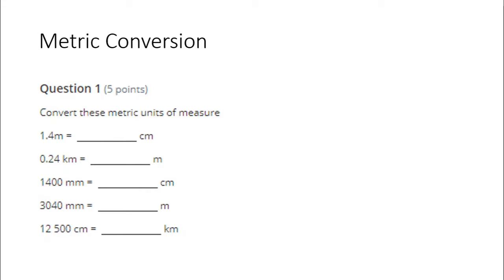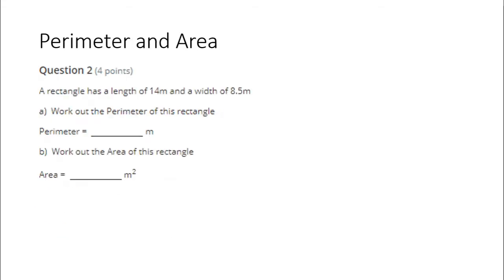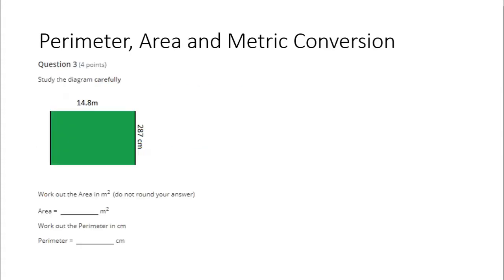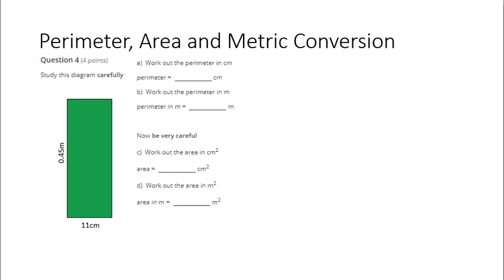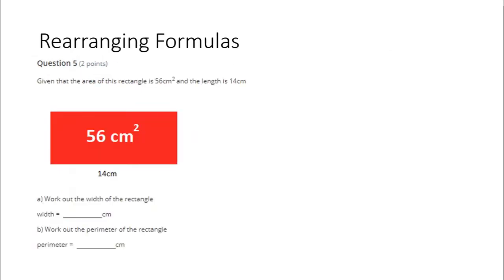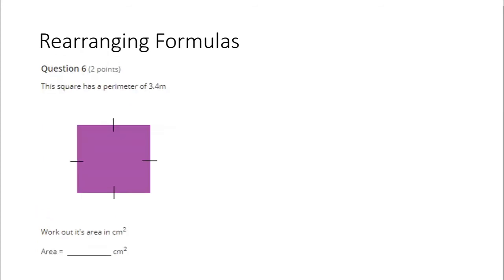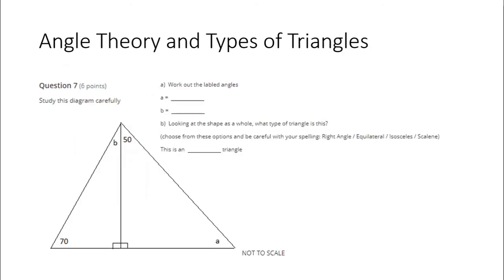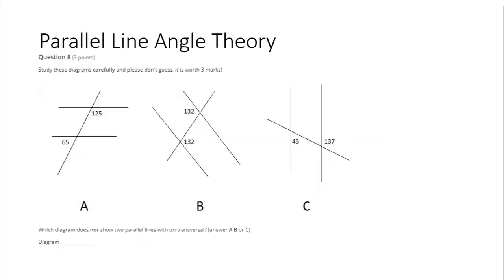Here's question 1, metric conversion. Question 2, perimeters and areas of a rectangle. Question 3, perimeter, area, and metric conversion. Question 4, perimeter, area, and metric conversion again. Question 5, rearranging the area formula for a rectangle. Question 6, rearranging formulas again. This is perimeters and areas of squares. Question 7, which is angle theory. And question 8, which is parallel line and angle theory.